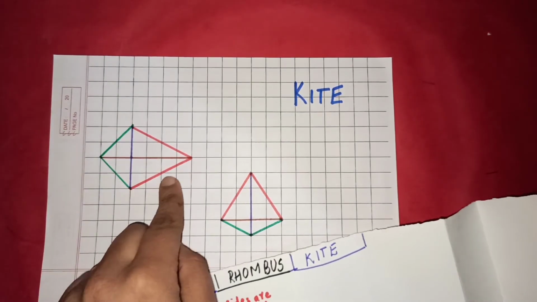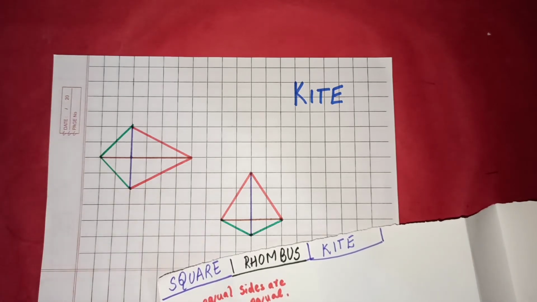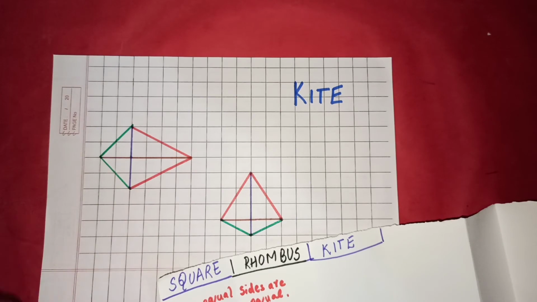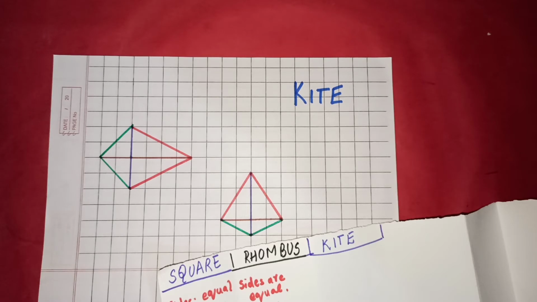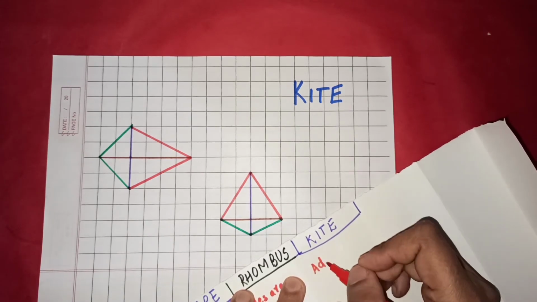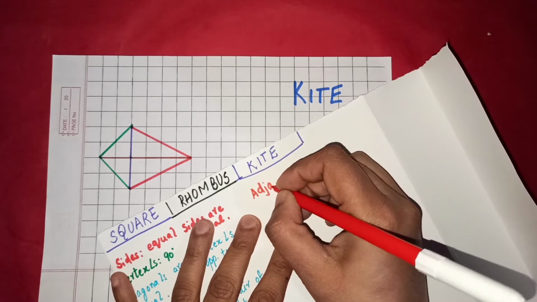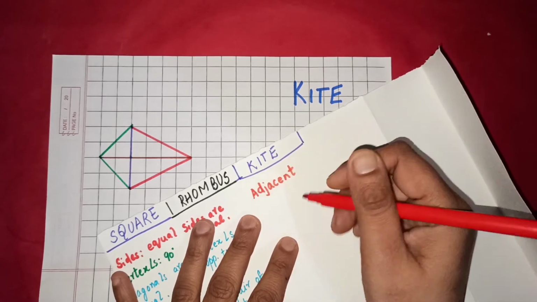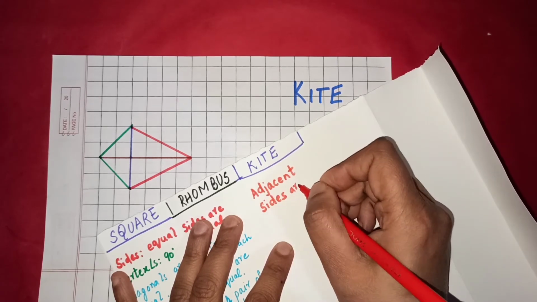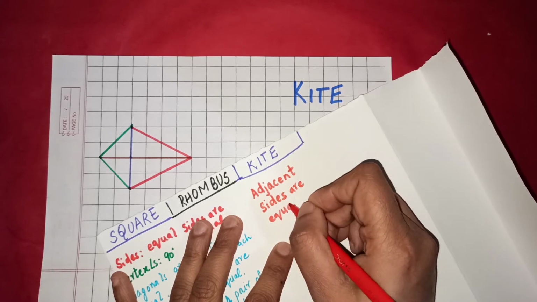So we say these are adjacent sides. Like they are coming next to each other. They are not opposite. These are the opposite ones and these are coming next to each other. So they are the adjacent sides. So we say that adjacent sides of a kite are equal. So adjacent sides are equal in a kite.